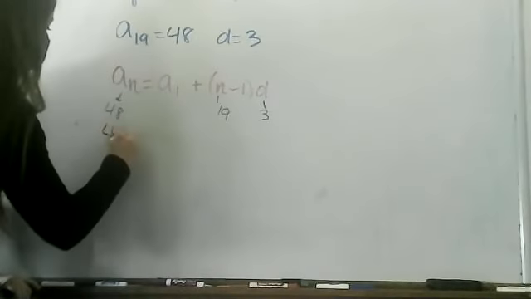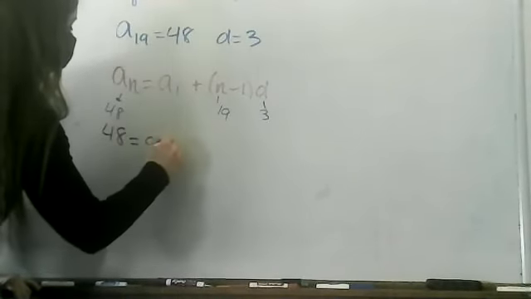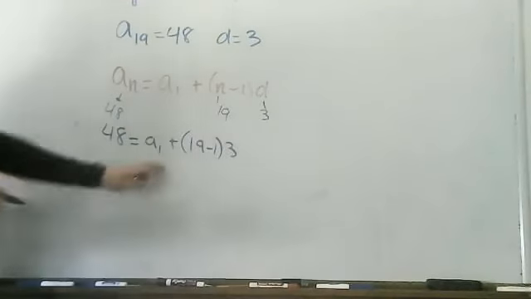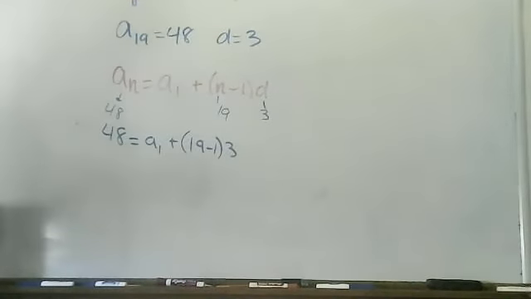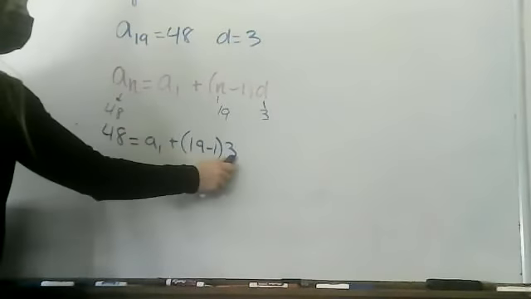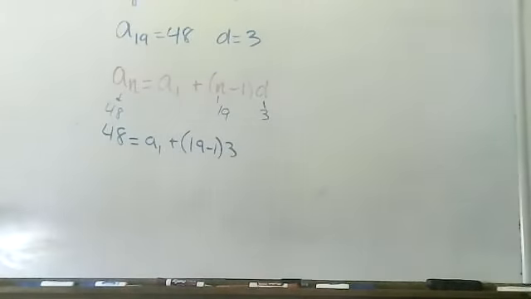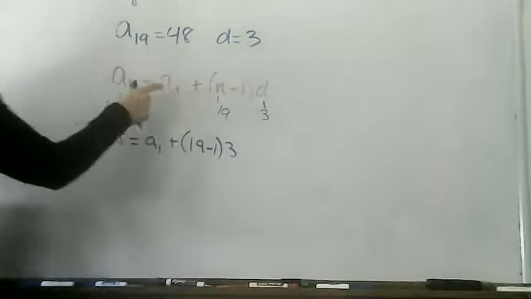So we have 48 equals A sub 1 plus 19 minus 1 times 3. Can you solve for A sub 1 for me? Do that now, okay? Solve for A sub 1. So you need to do parentheses first, then multiply, then get everything away from that A sub 1. We're trying to find the first term because I need the first term to write this rule.